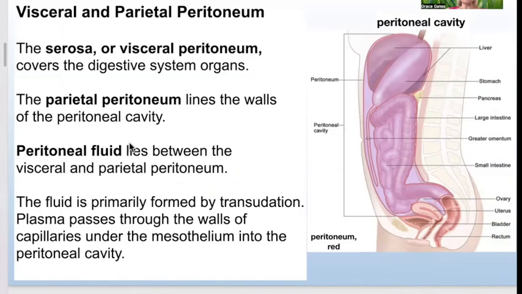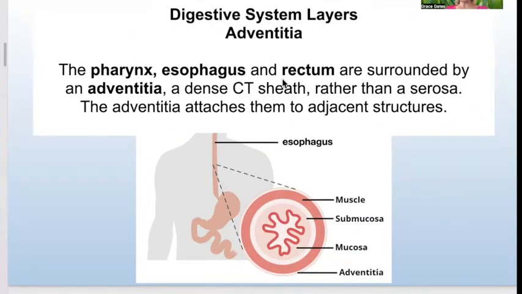Peritoneal fluid lies between the visceral and parietal peritoneum, preventing friction as the internal organs function, as peristalsis moves. Things are alive in there, they're moving. The peritoneal fluid is primarily formed by transudation, which is movement of the water in plasma through the walls of capillaries that lie under the mesothelium and from there into the peritoneal cavity. The pharynx, esophagus, and rectum are surrounded by an adventitia, a dense connective tissue sheath rather than a serosa. The adventitia attaches them to adjacent structures.